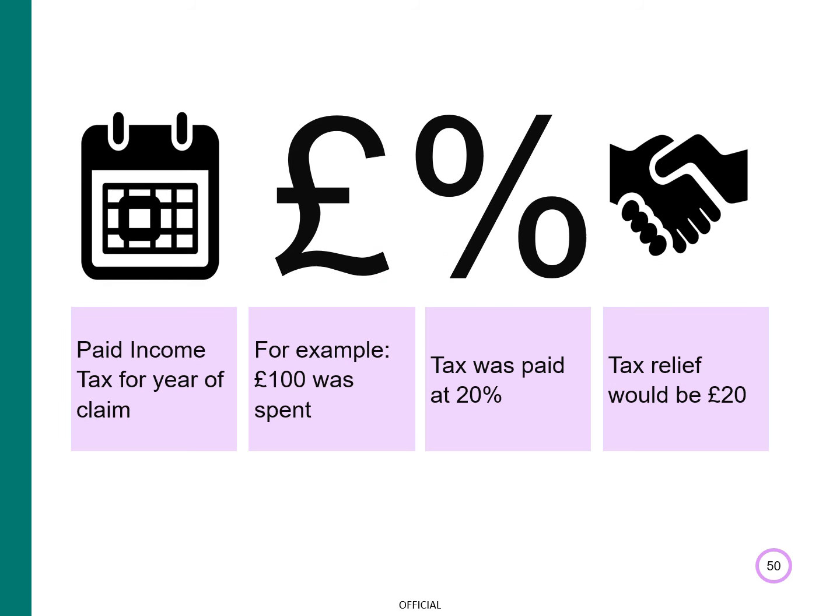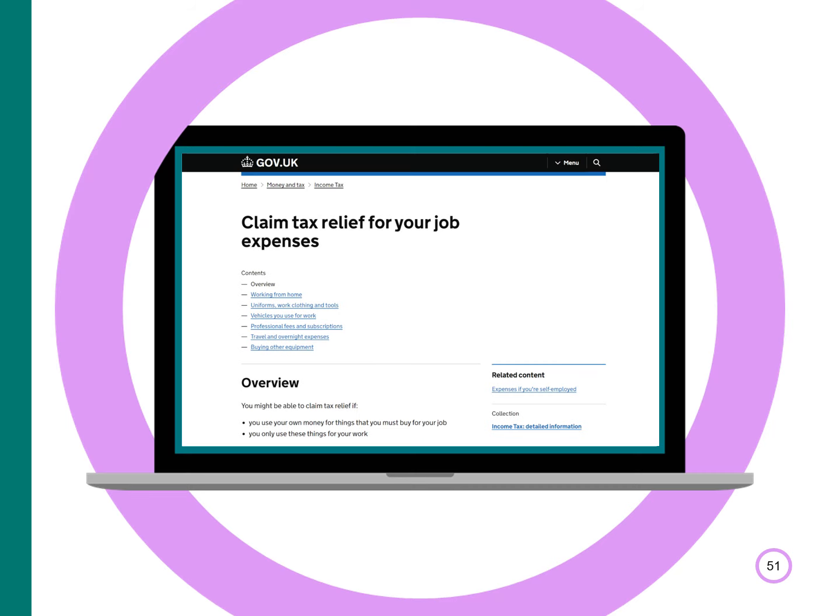You must have paid income tax in the year you are claiming for. The tax relief you get is based on what you've spent and the rate of tax you paid. So if you spent £100 and you pay tax at 20%, the tax relief you'll get is £20. This page on gov.uk has lots of information about claiming tax relief for job expenses.